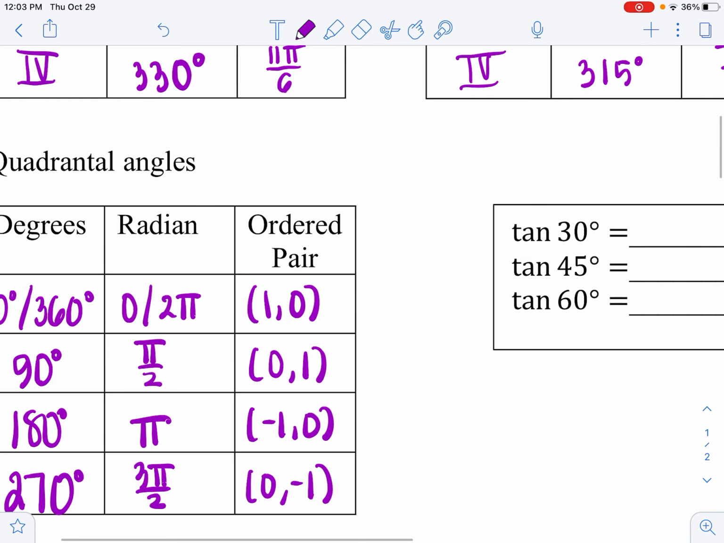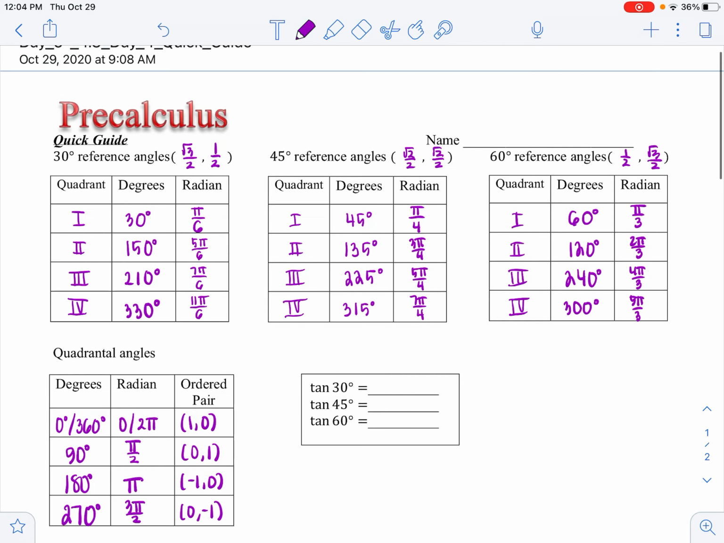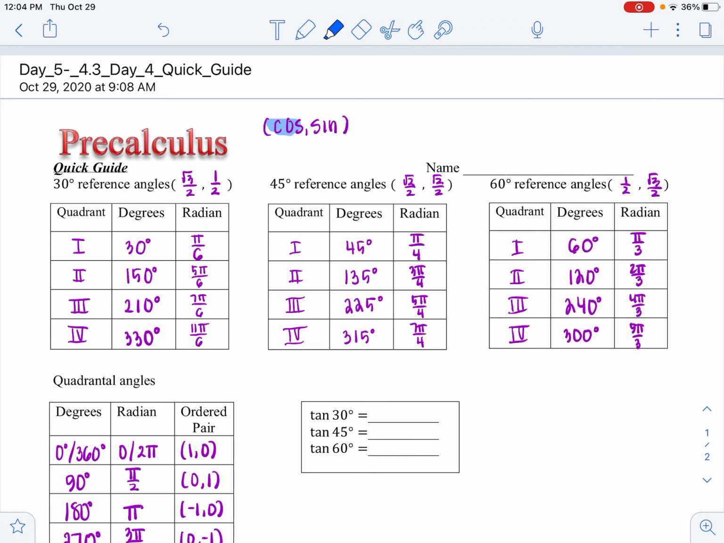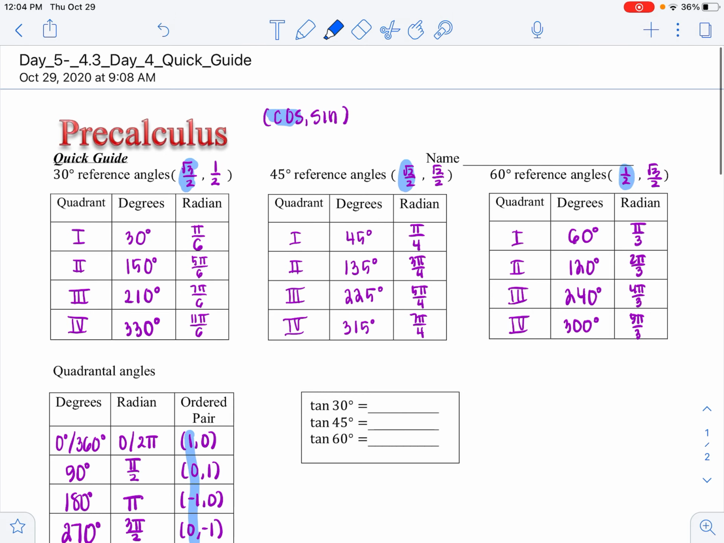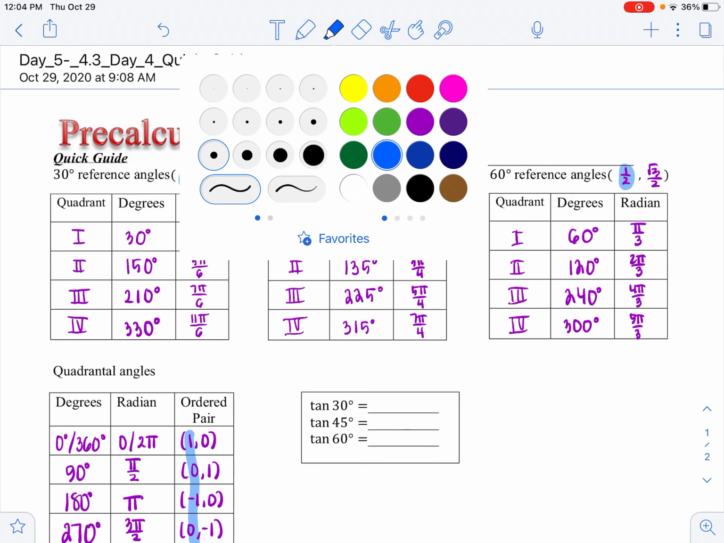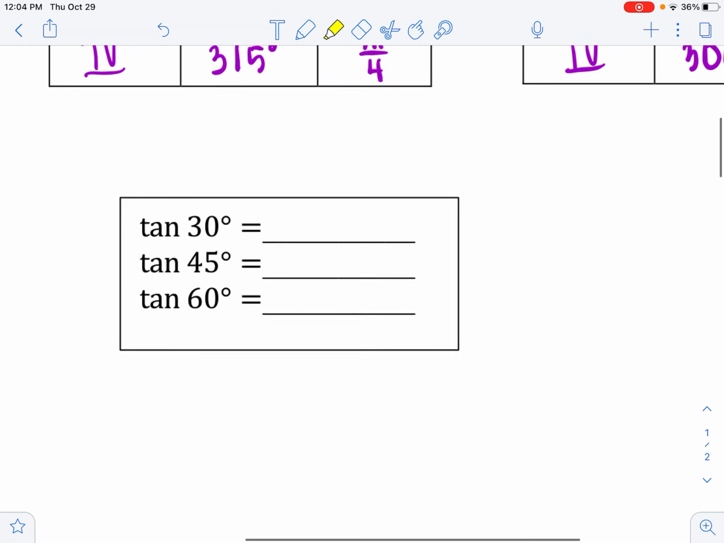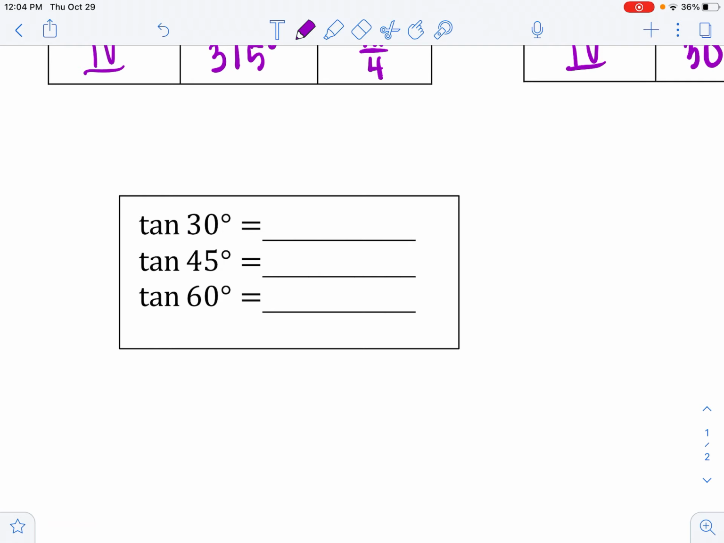Last but not least, I have my tangents memorized because remember, all my x values are cosines, all my y values are sines. So I could even up here go cosine, sine, all right? And then say everything in blue is a cosine, everything in yellow is the sine. The only thing that can change is the sign of that, meaning it could be negative depending on what quadrant it's in.